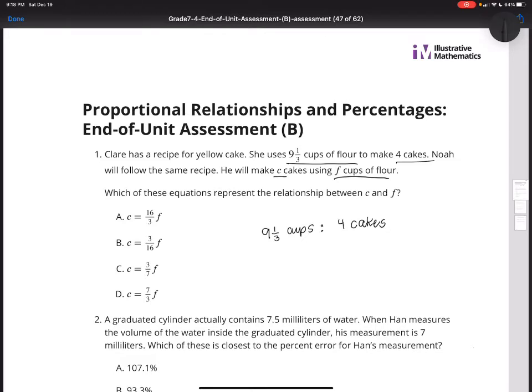Okay. Now, in previous lessons, I told you guys before working with a mixed number, always change it to its improper fraction form. So I see 9 1/3. I want to change it to its improper fraction form, which is I'm going to multiply that whole number times the denominator, and I'm going to add the product to the numerator. Okay, so 9 times 3 is 27. 27 plus 1 will give me 28 over 3 cups to 4 cakes.